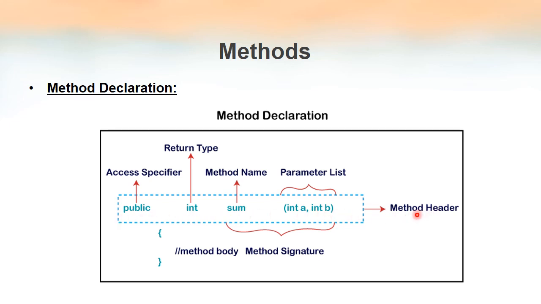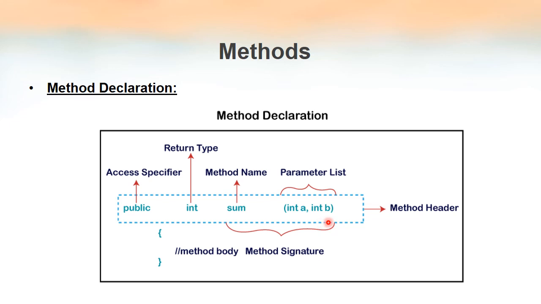Why I have shown this figure is because we have to study something known as abstract class, abstract methods, interfaces, etc. in the upcoming sessions. There we need to know the difference between method signature and method header. So please understand this properly.